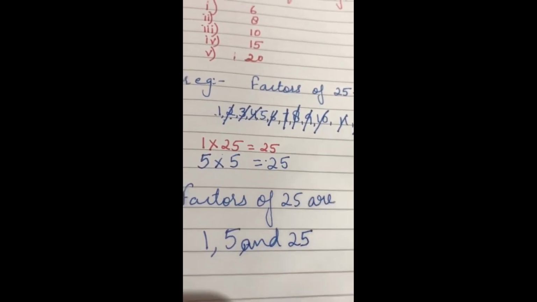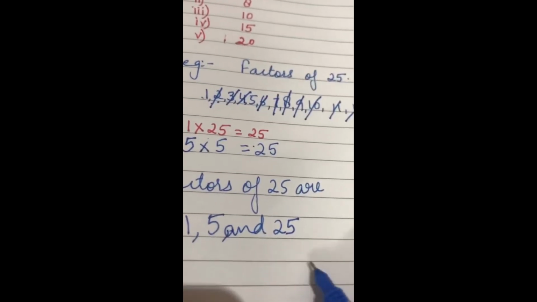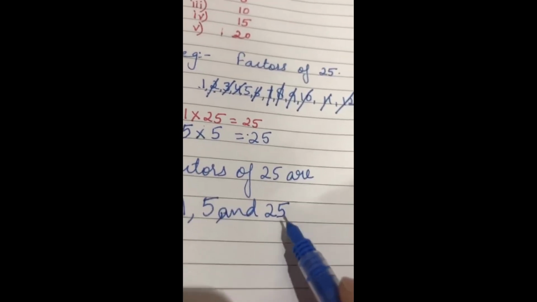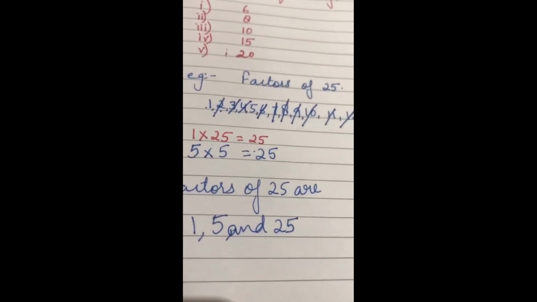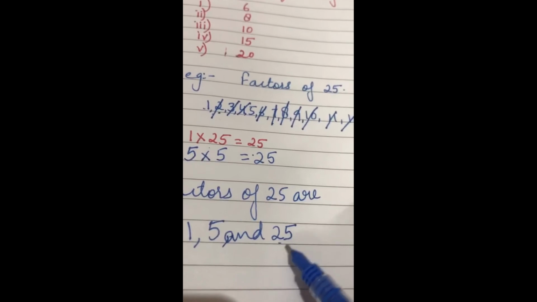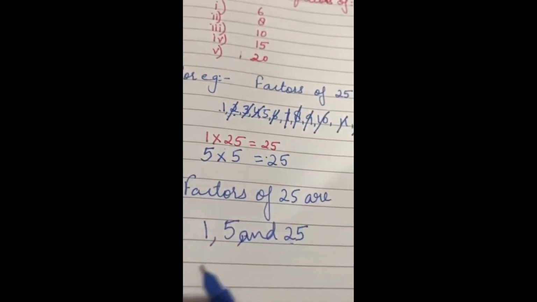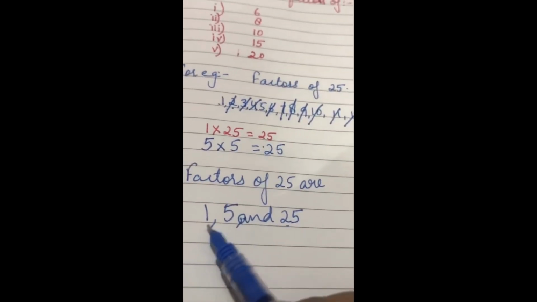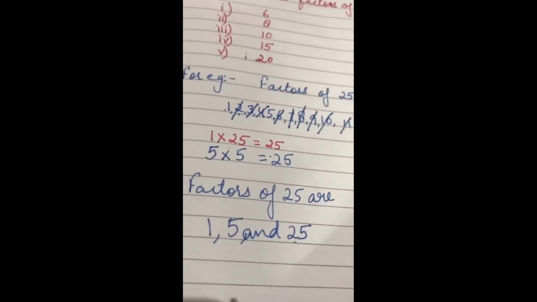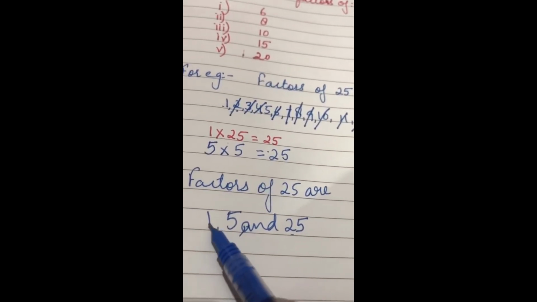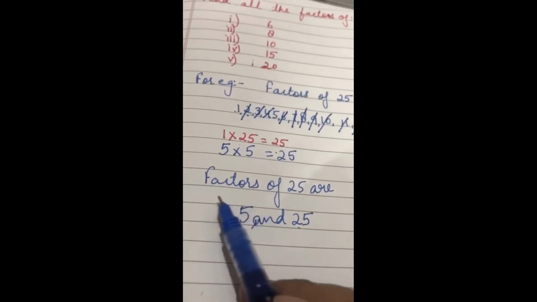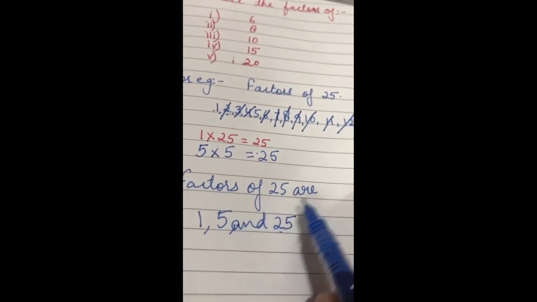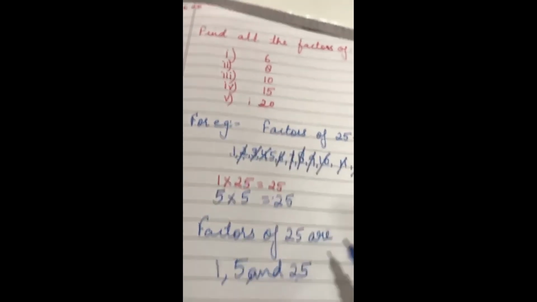And 25. Why 25? Because every number is a factor of itself. Whatever number you want to find the factors of, it is a factor of itself. And there is a property which says 1 is a factor of each number. So 1 will remain a factor of any number. So the factors of 25 are 1, 5 and 25.